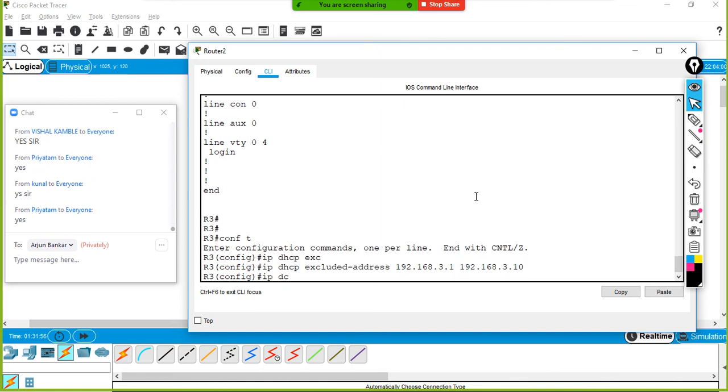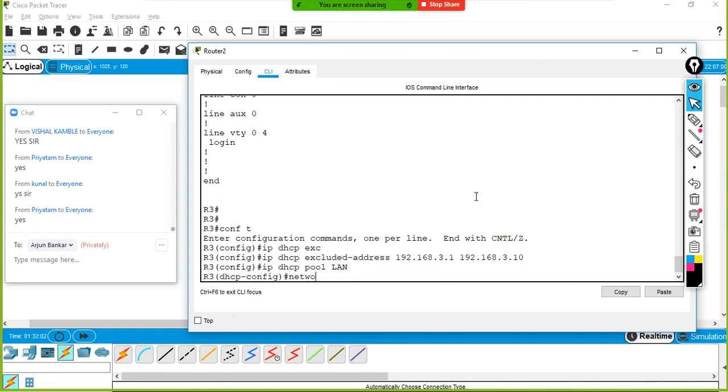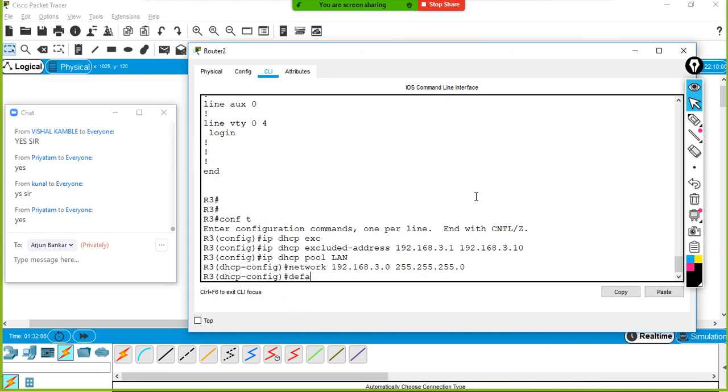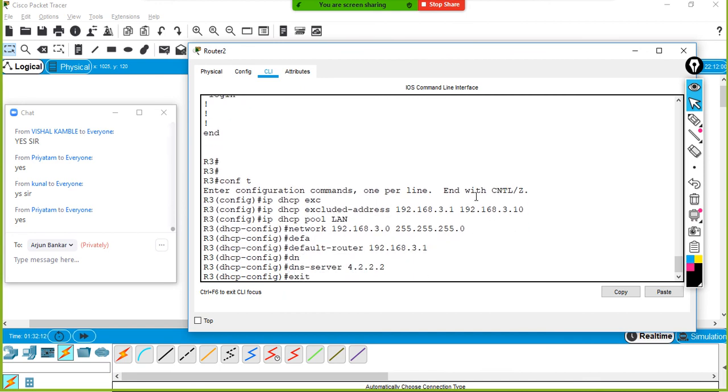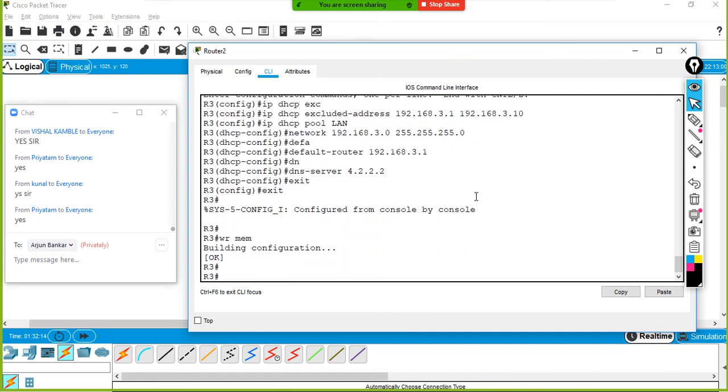3.10. IP DHCP pool, then LAN network 192.168.3.0, 255.255.255.0, default router 192.168.3.1, DNS server 4.2.2.2. There you go.